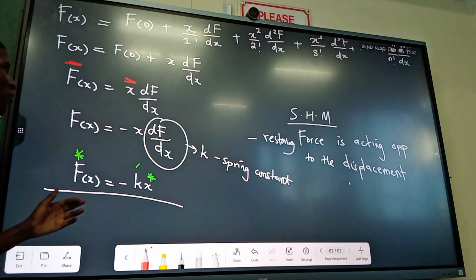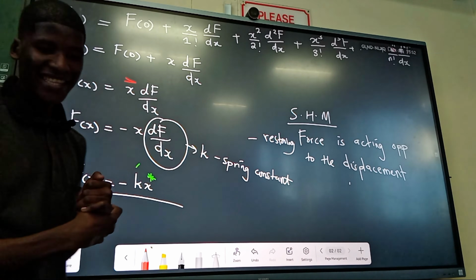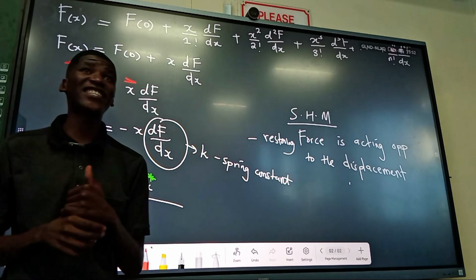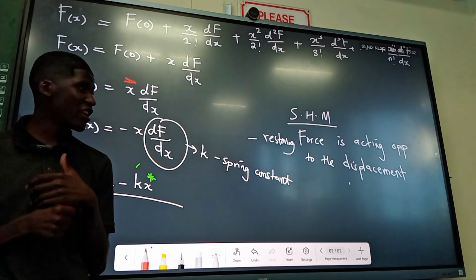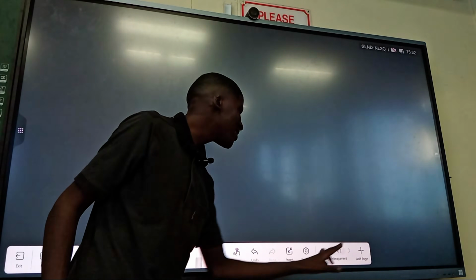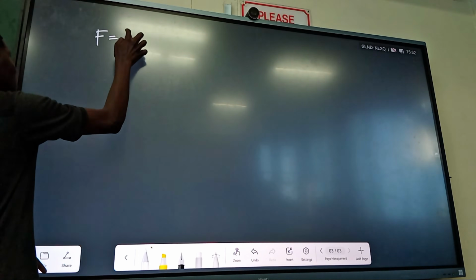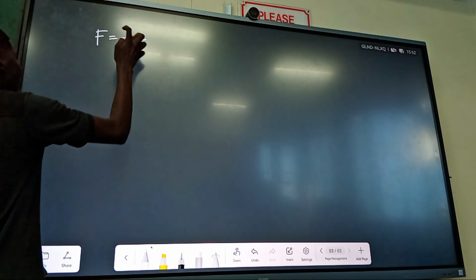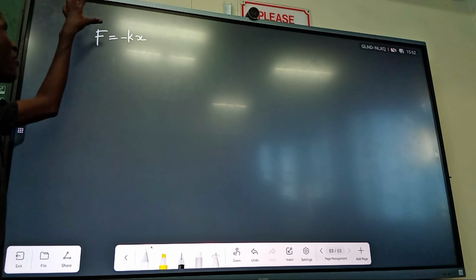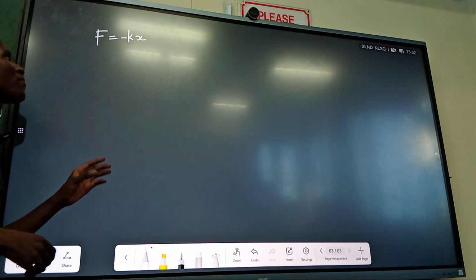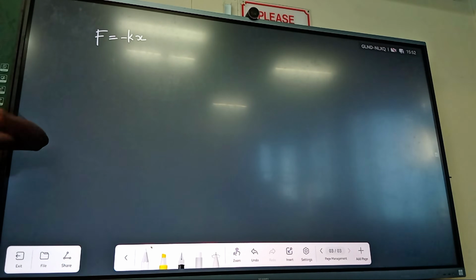And then after proving Hooke's law using the Taylor series, the next thing is to find a differential equation for simple harmonic motion. So we have proved that F is equal to negative kx. And we also know that for any object that is moving, Newton's second law always applies to all objects that are moving.